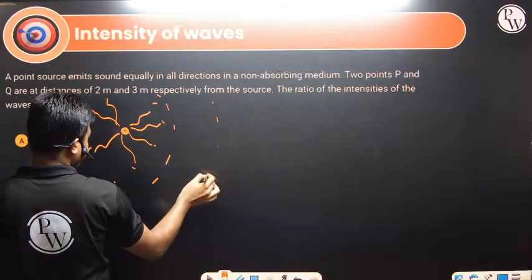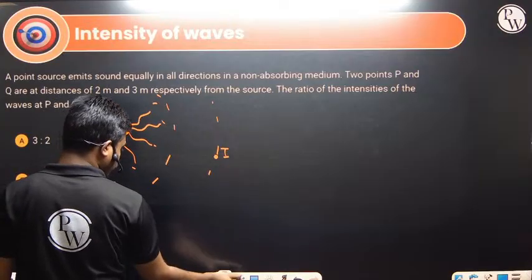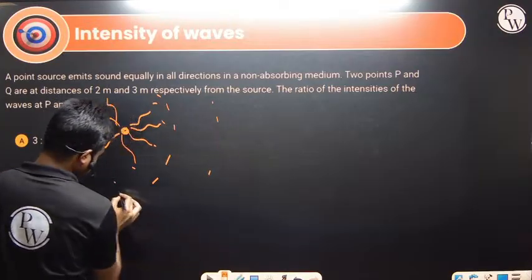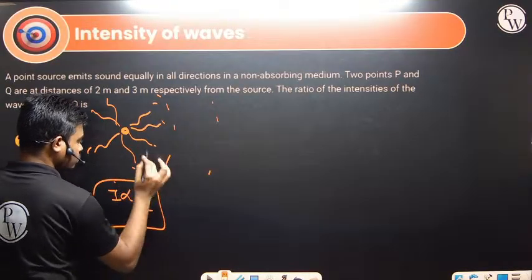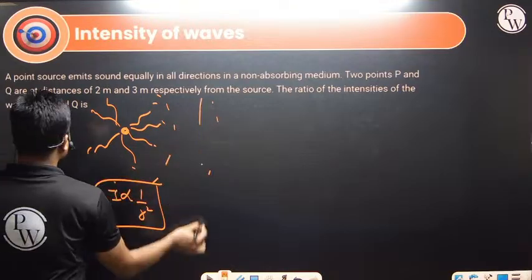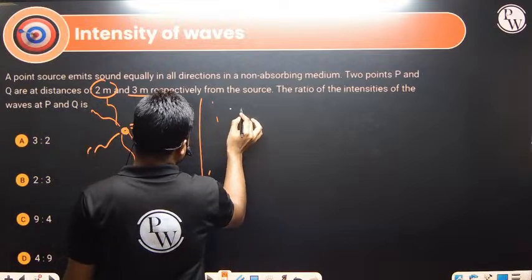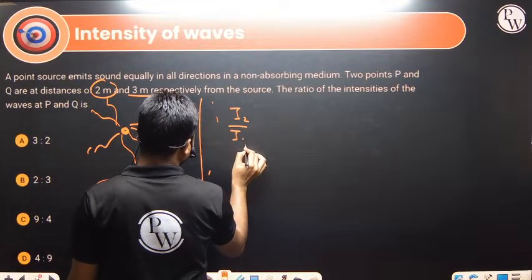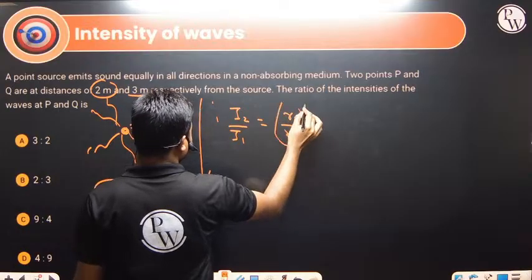At this particular point, suppose they're asking what the intensity is and how it depends. So intensity is proportional to what? For a point source, intensity is proportional to 1 by r square. They're asking for a distance of 2 meter and a distance of 3 meter. So I2 by I1 is equal to (R1 by R2) whole square.